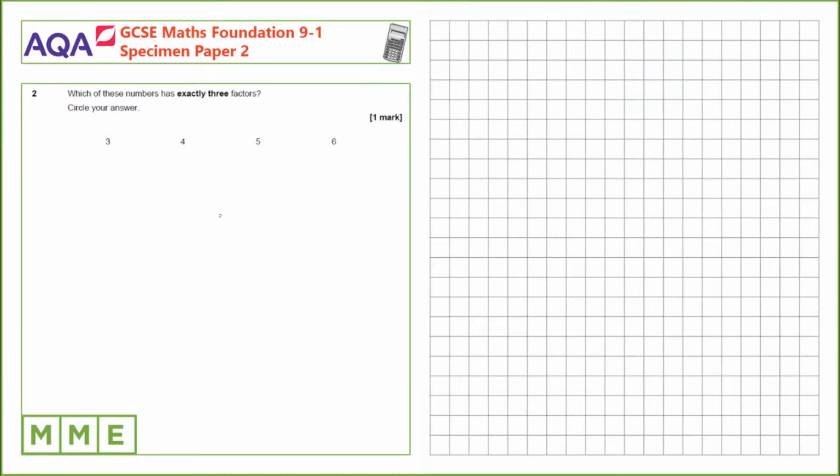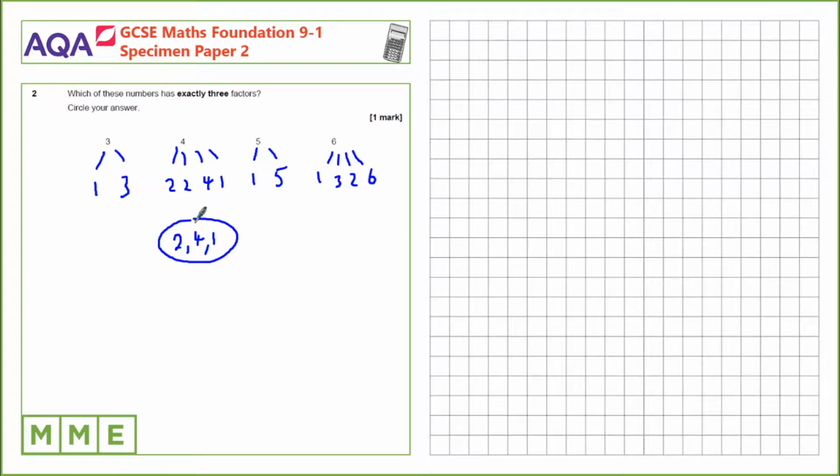Question 2. Which of these numbers has exactly 3 factors? Circle your answer for 1 mark. Let's write down the factors of each number. 3 has factors of 1 and 3. 4 has factors of 2, 2, 4, and 1. 5 has factors of 1 and 5. And 6 has factors of 1, 3, 2, 6. 4 has 3 factors, 2, 4, and 1.